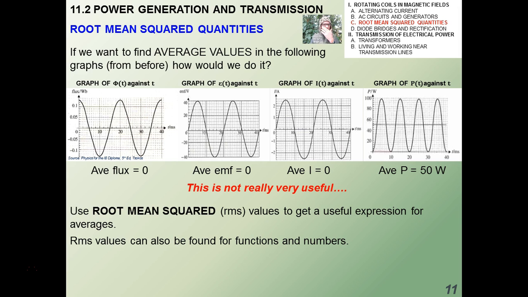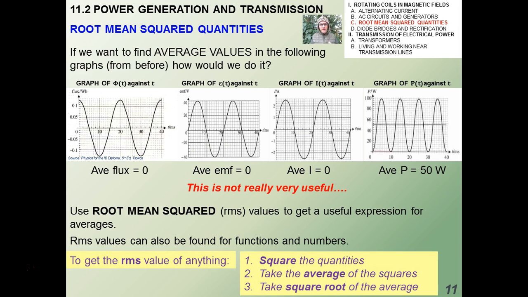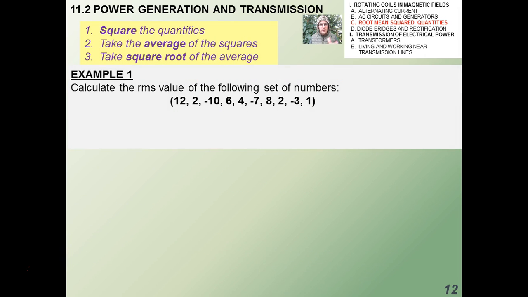RMS values can be found for any function, any set of numbers, whatever. And there's a 3-step process to get the RMS value of anything. Number one, you square the quantities that you're given. Number two, you take the average of those squares. Number three, you take the square root of those averages. Okay, let me give you an example.